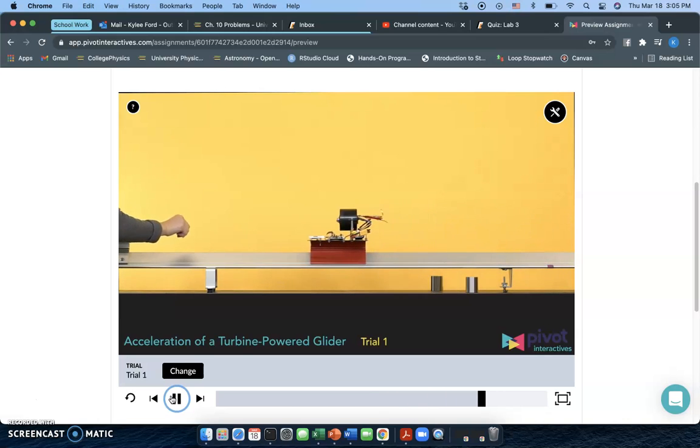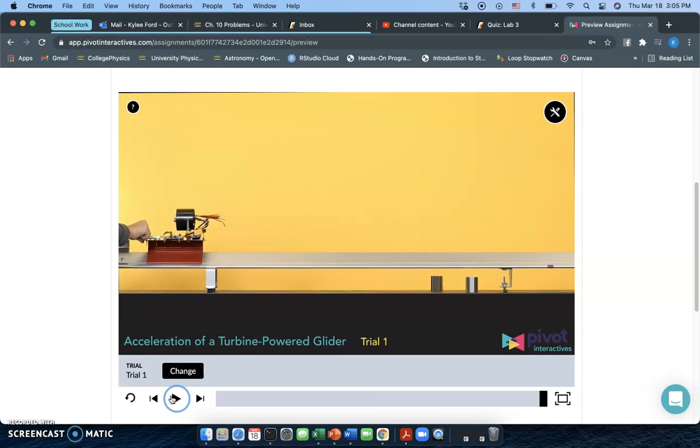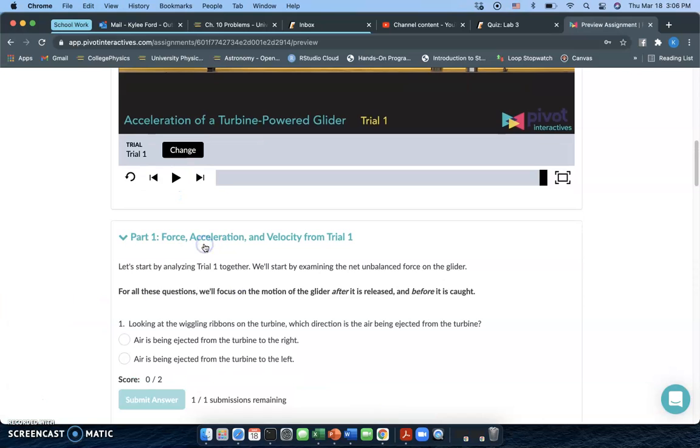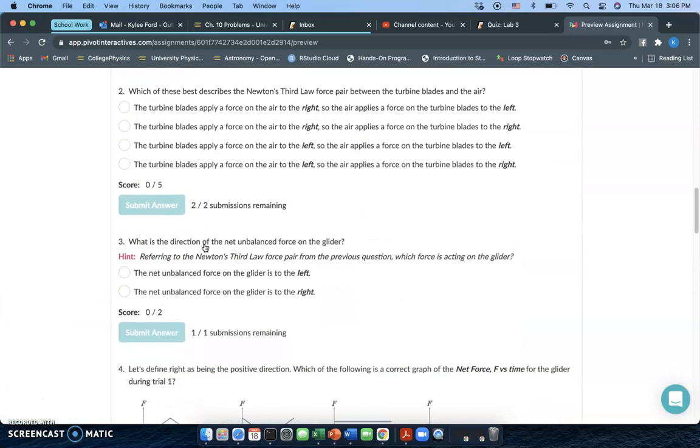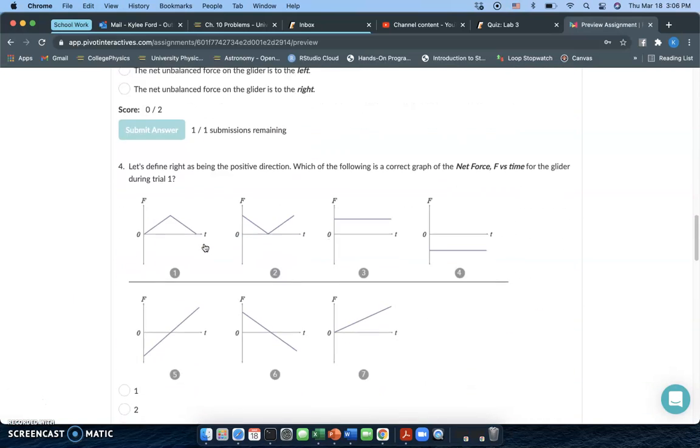Okay, so we notice a few things about this, and I'm not going to go through all of them, but I just want to throw out there the idea of what direction you think the force is being applied. So what direction is there a force, and therefore an acceleration? What direction is the acceleration? And so forth. So that is mainly what this first portion is going to be asking about.